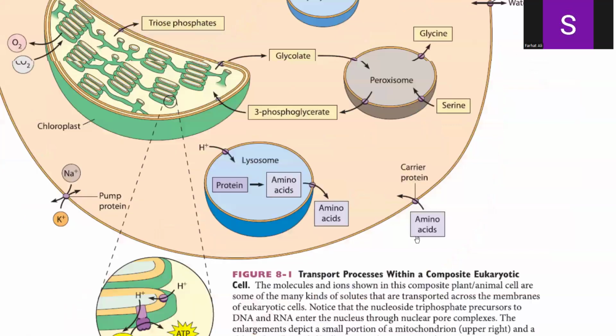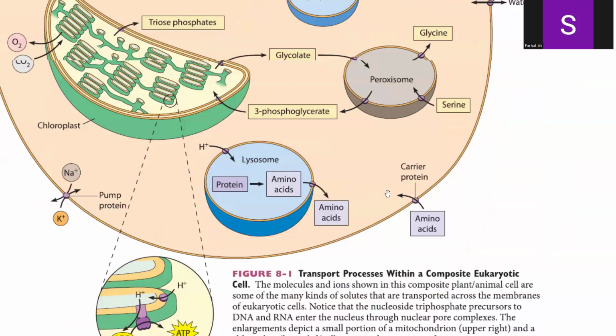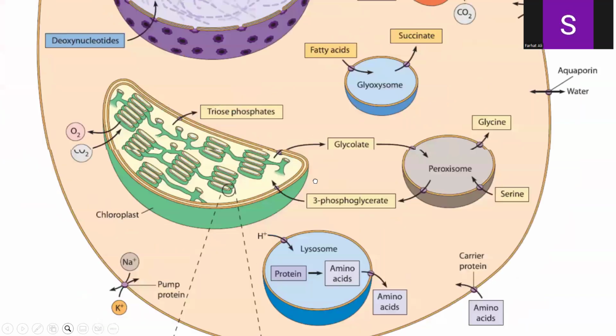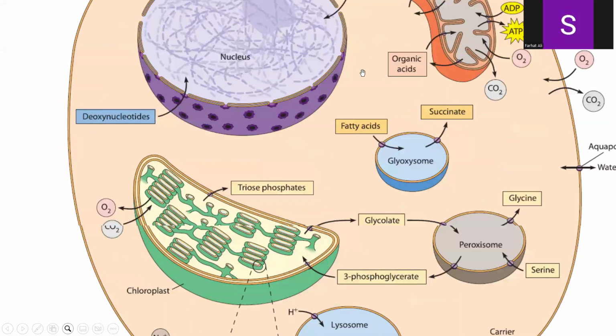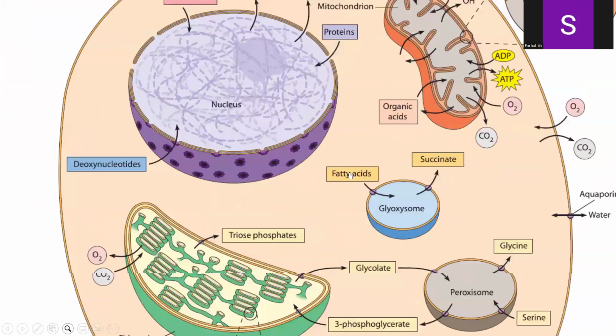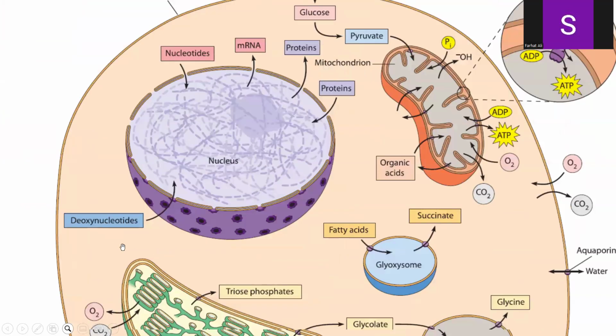Amino acids, for example, can be imported into the cell by means of the carrier proteins, and also amino acids are produced by the degradation of existing proteins in the cell. So that way, different organelles of the cell are involved in the transport of different types of substances. For example, nucleotides being present in the cytoplasm of the cell are imported into the nucleus through the pores present in the nuclear membranes.